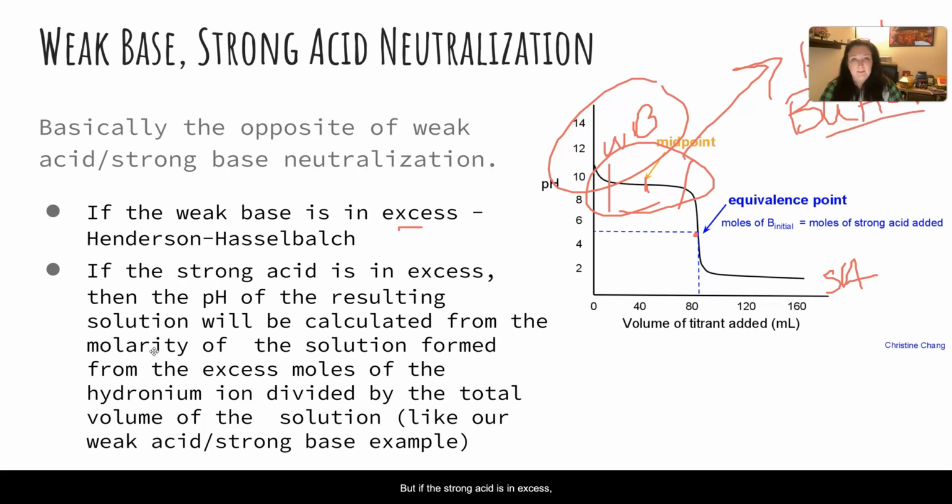But if the strong acid is in excess, then you're gonna do the calculations. If the strong acid's in excess, then the pH is the resulting solution. You have to find out how many moles of the excess, in this case base, or acid, whoever strong is left over. So whoever strong, you have to find out how many moles they are, divide it by the volume to get their concentration, and then do your calculation to get your pH. All right, so that's what we're going to talk about.